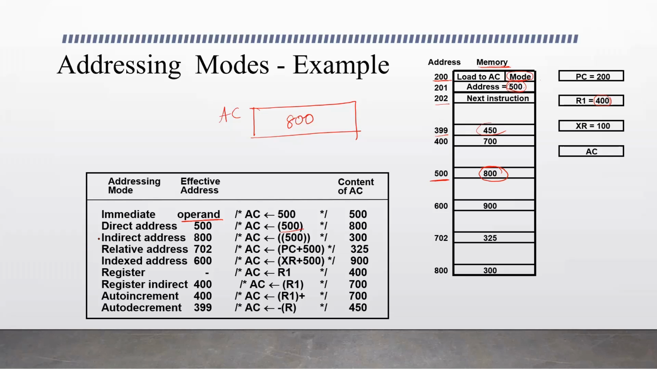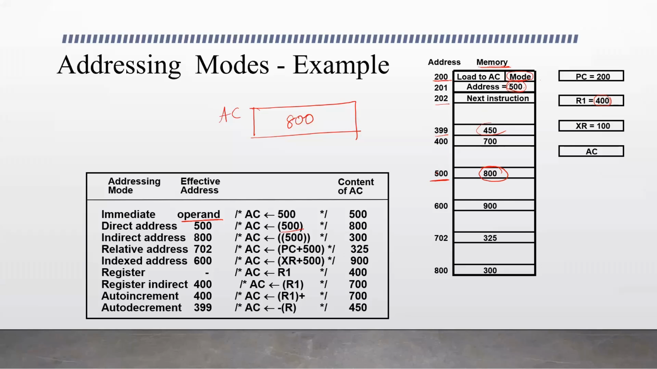And the third case, indirect addressing. Indirect address here means memory indirect. For register indirect, we write it as register indirect addressing. So this is memory indirect addressing. Look at the instruction. In the instruction we have 500, and this is not the effective address. So how do we calculate the effective address?